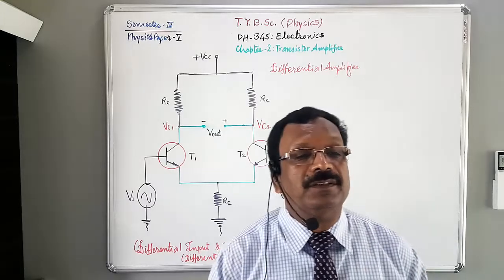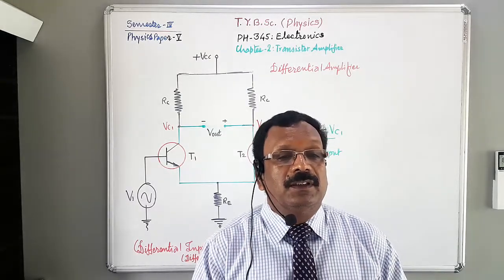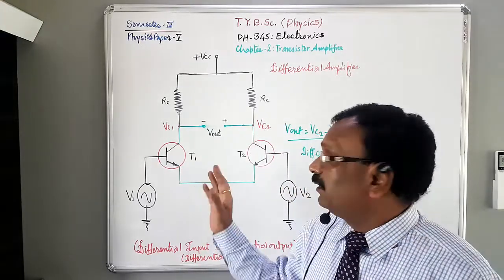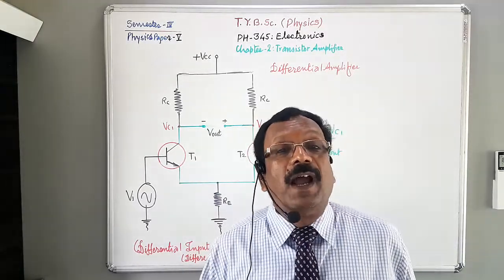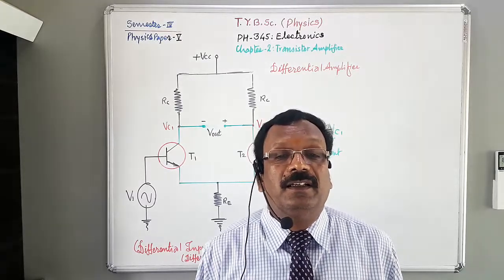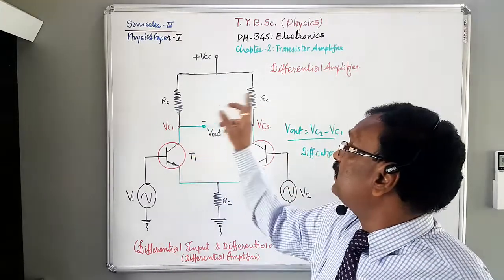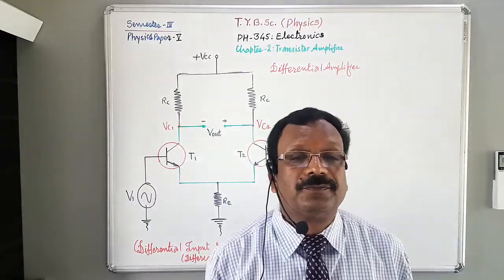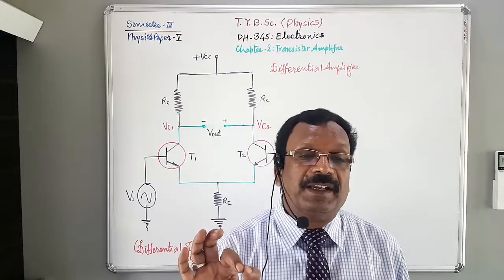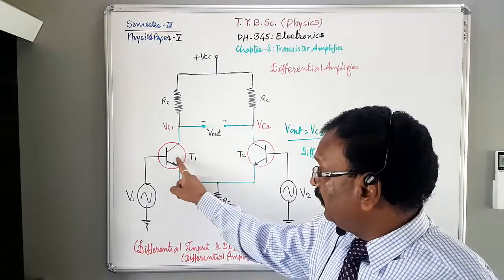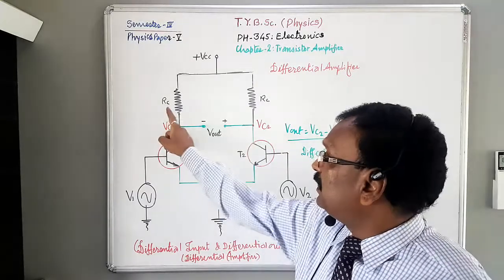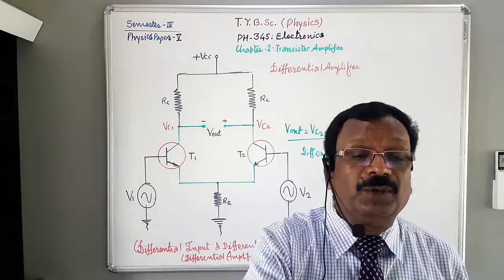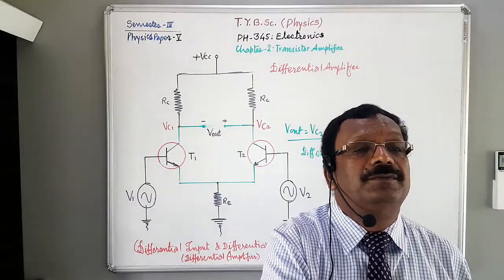In the ideal situation, the circuit has two identical transistors and equal collector resistances, that is this RC and this RC. With perfect symmetry, when these two transistors are equal and when these two resistors are exactly equal, then V out is exactly equal to 0.